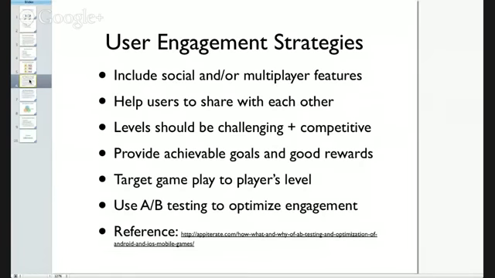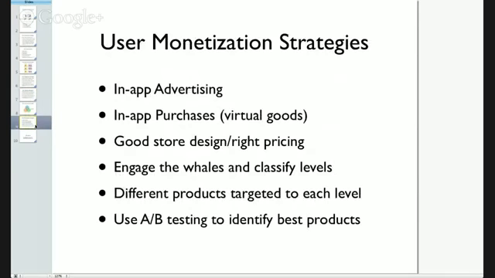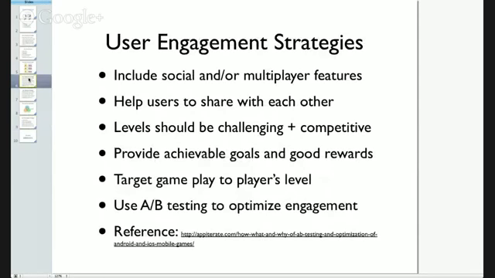So let's get into user engagement strategies. With user engagement strategies, this is where A/B testing comes in, and what you'll see is A/B testing is very important for user engagement, for user retention, and also for user monetization, all three. So you can have a lot of users. That's really important on the front end.